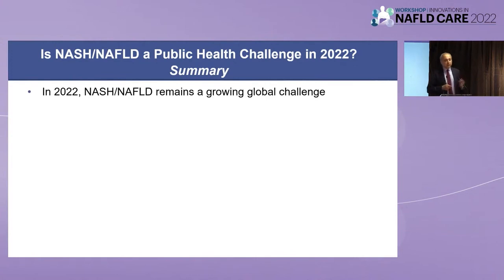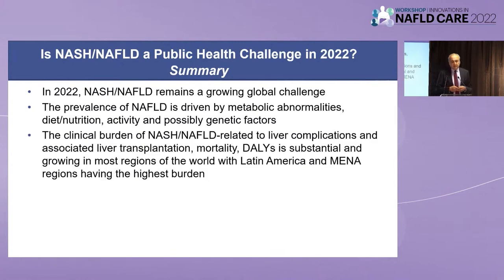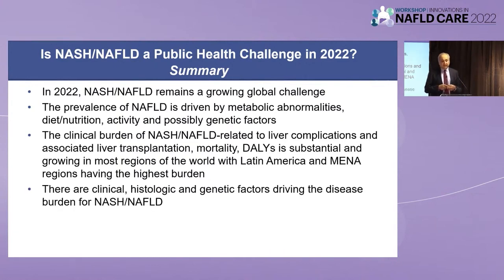So in summary, in 2022, chairs, I think NASH and NAFLD remain a growing global challenge. The prevalence of NAFLD is driven by metabolic abnormalities, as well as diet, activity, and possibly some genetic factors. The clinical burden related to liver complications and associated liver transplantation, mortality, DALYs are substantial, and they're growing everywhere, specifically in Latin America and the Middle East and North Africa region of the world. And there are some potential genetic as well as clinical and histologic, and even NIT predictors that we can use to prognosticate these patients.